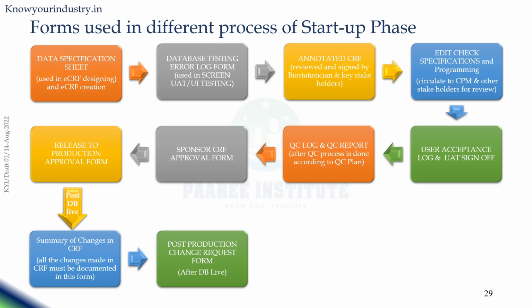Then the sponsor CRF approval form needs to be signed by the sponsors. Post that, the release to production approval form will be generated and signed by the concerned stakeholders. Now the system is ready. Post that, if any changes are performed, the summary of changes in CRF needs to be created. For any modification post DB live, a post production change request form needs to be generated. Once the form is generated, the team will start the activity.